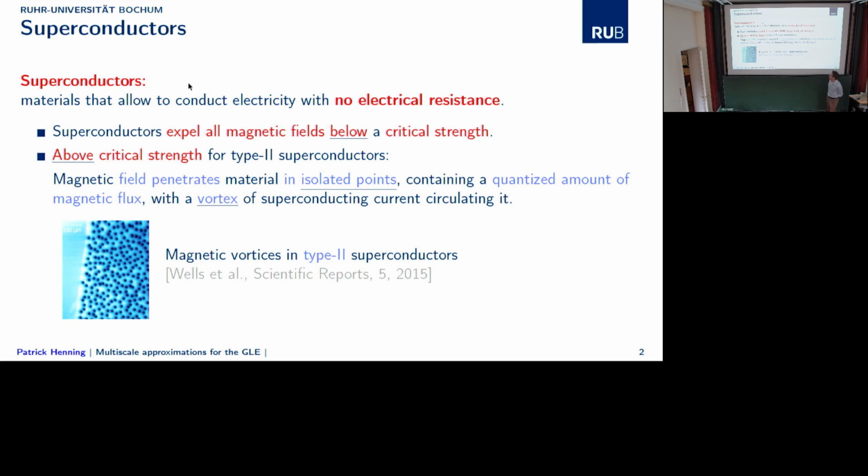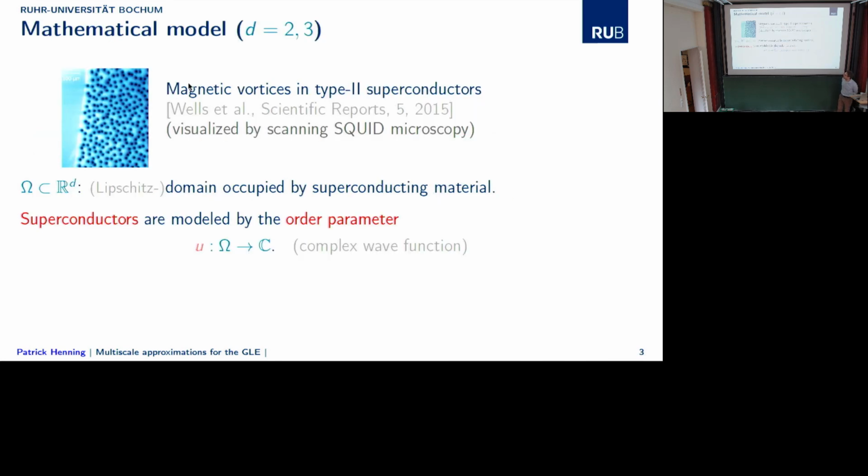Okay, and now we would like to be able to simulate these kinds of situations. So I will quickly introduce you to the corresponding model. For that, I will let Omega denote the body that is occupied by the superconducting material. It could be a block or something like this. So it's just some computational domain.